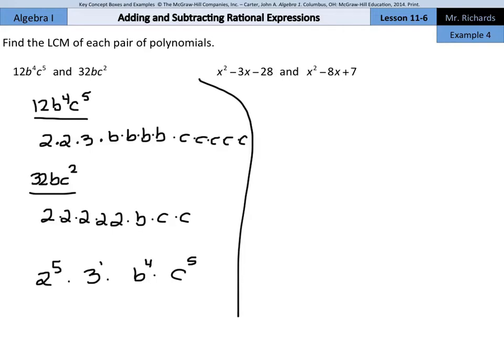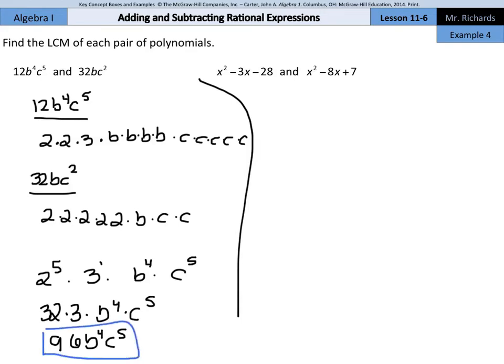Well, if we were to take 2 to the 5th, you would get 32, times 3 times b to the 4th times c to the 5th. And 32 times 3 is 96, b to the 4th, c to the 5th, and that is my LCM of 12, b to the 4th, c to the 5th, and 32bc squared.